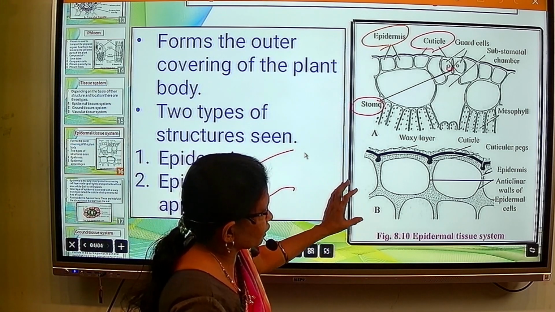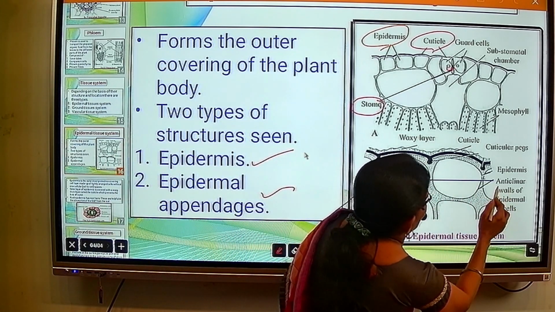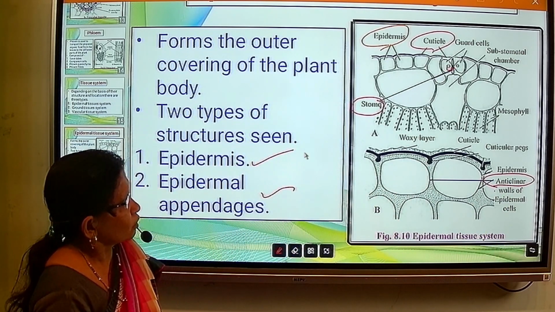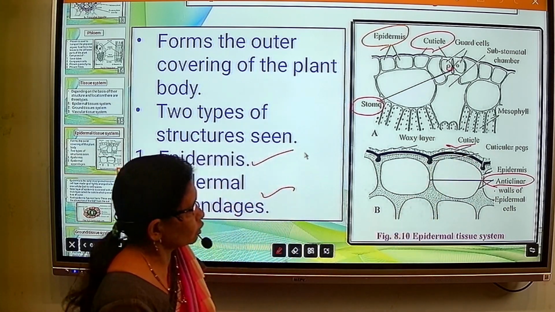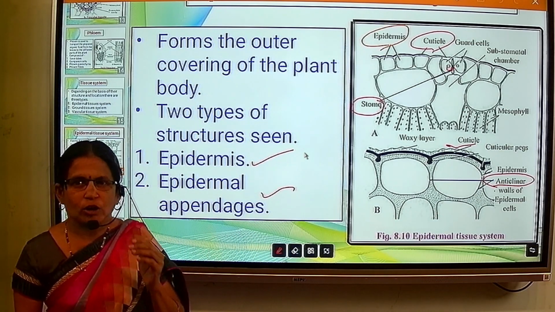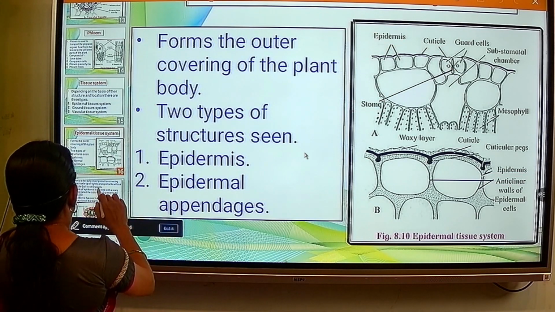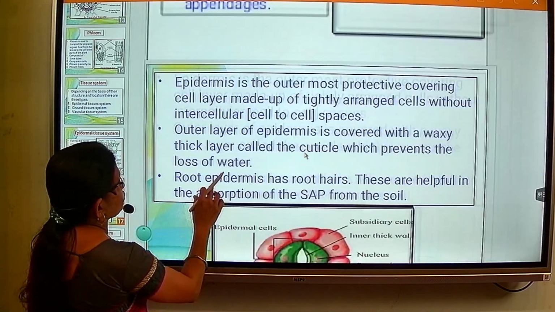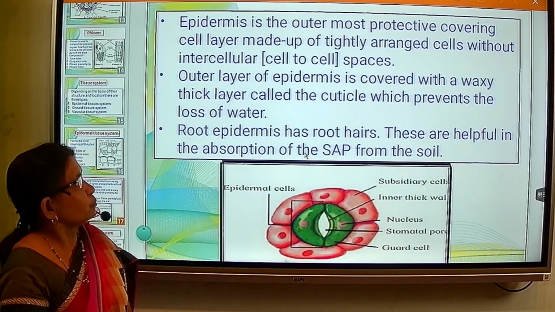The anticlinal walls of the epidermal cells are present here. These are the anticlinal walls of the epidermal cell, and the cuticle is present at the outer side. This one is the cuticle, and both come together and form the system called the epidermal tissue system. Now see one by one.